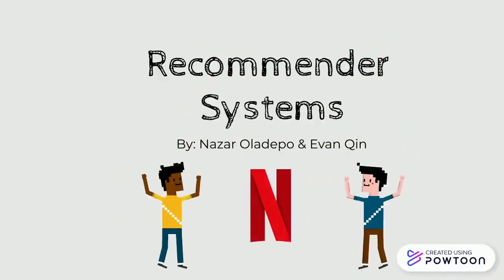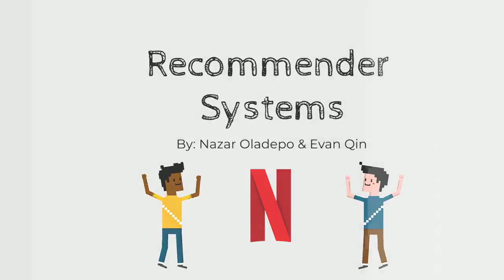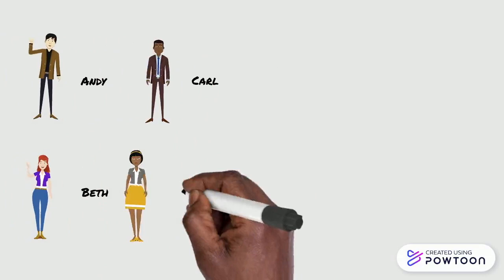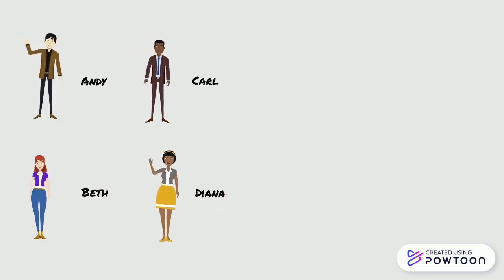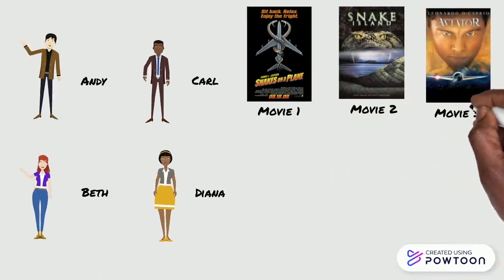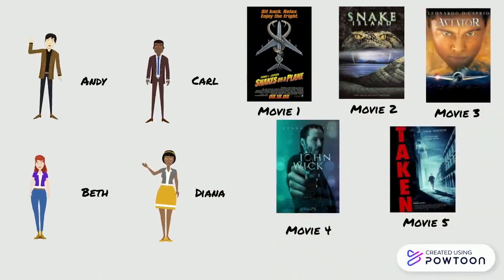My name is Evan, and along with my partner Nazar, today we'll explain how the recommender system works, focusing on some of the methods used by Netflix to provide accurate recommendations. To aid our explanation, we'll use users Andy, Beth, Carl, and Diana, which we'll refer to as A, B, C, and D in our explanation. We'll also use the 5 movies on the right.